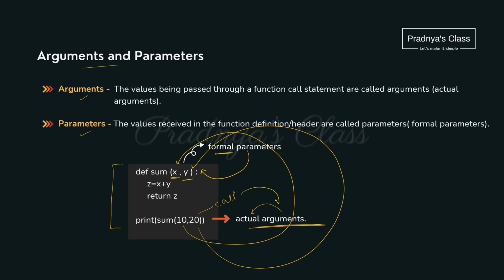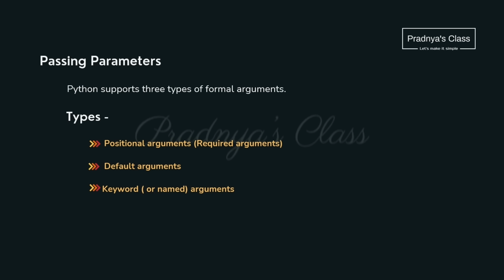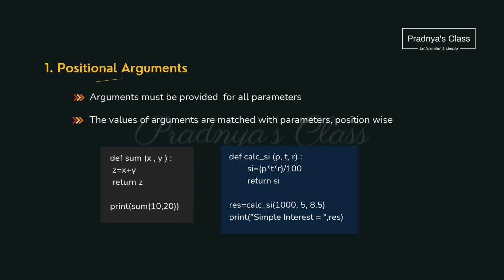In the function call, we have arguments, and in the function definition, we have parameters. Before writing any function with parameters, let's understand different parameters also. There are three types of parameters. First is positional, second one is default, and third one is keyword. Generally, we use positional arguments.